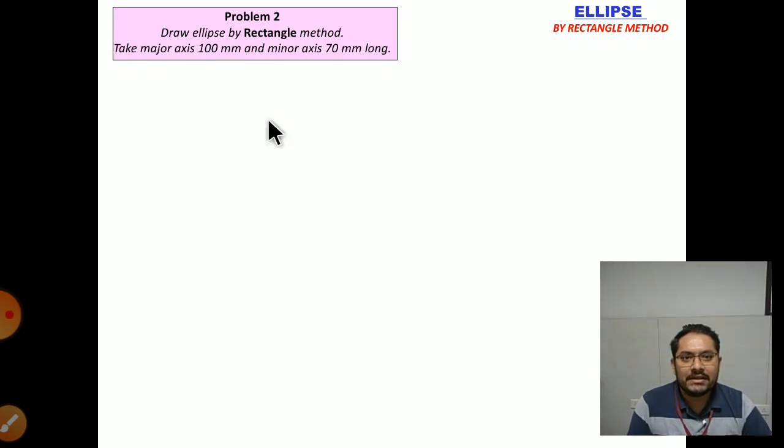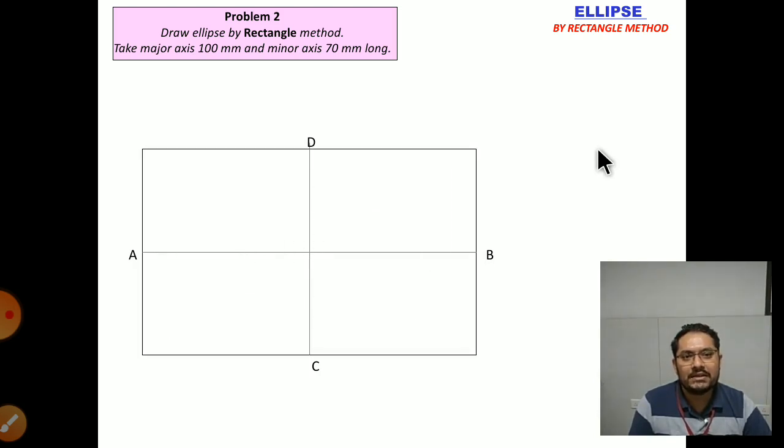Now the next method is the rectangle method. Now in the rectangle method, here is the data. Draw the ellipse by the rectangle method by taking the major axis equal to 100 mm and minor axis equal to 70 mm. Like the previous data, we are going to take major axis equal to 100, and in the same way we'll take minor axis equal to 70 mm. Now in this method, we are going to construct a rectangle by taking the distances of major and minor axes, so that it covers the entire major and minor axes. We will construct a rectangle.